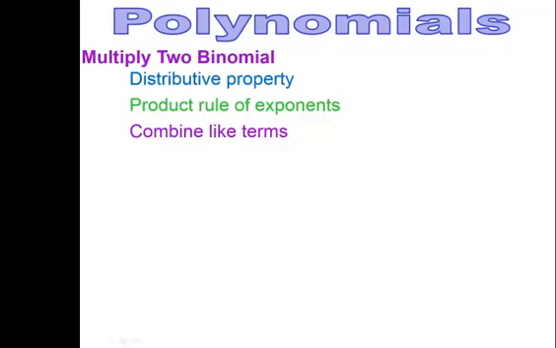Polynomials. Multiplying two binomials. When you multiply two binomials, you'll be using the distributive property, the product rule of exponents. And remember, the product rule of exponents is when you have like bases and you multiply them together, you're going to add their exponents. And then lastly, you're going to want to combine like terms. And like terms have the same variable with the same exponent. And to combine, you're going to add or subtract their coefficient, the number in front of the variable.